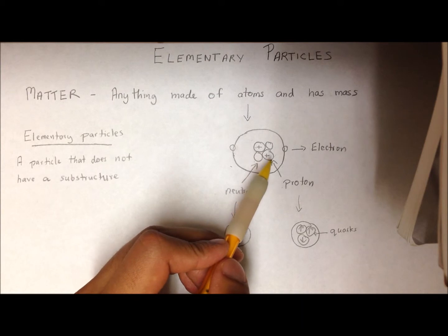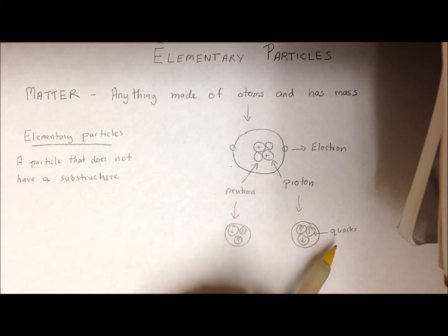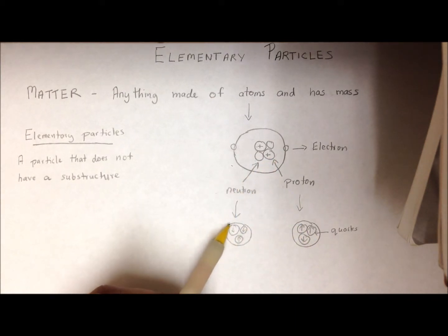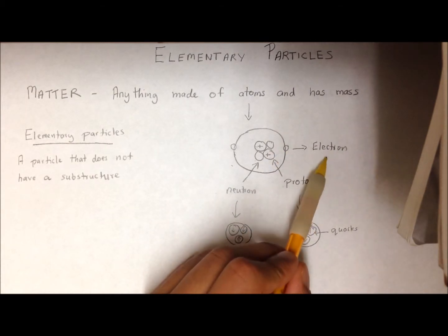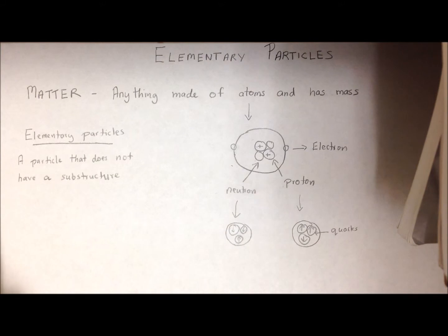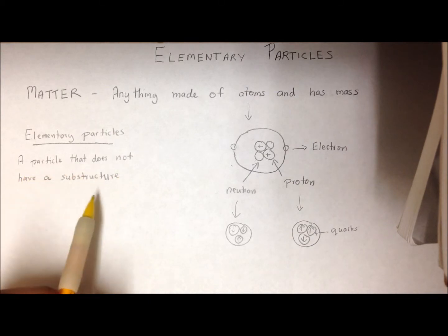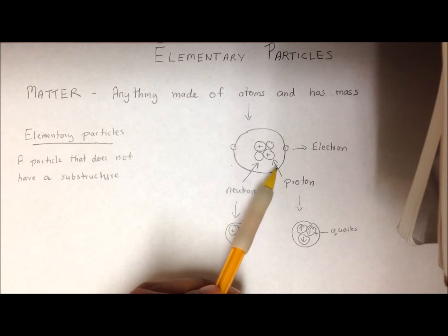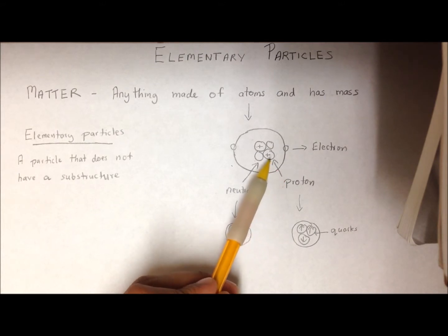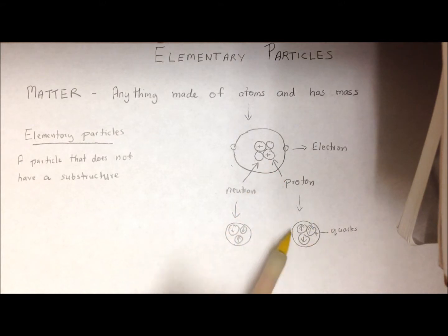Protons can be broken down into quarks, so can neutrons, but electrons cannot be broken down any longer. That's why an electron is an elementary particle. What is an elementary particle, you ask? It's a particle that does not have a substructure. It cannot be broken down anymore. In this case, we can break down protons. Protons here contain quarks. Neutrons also contain quarks.